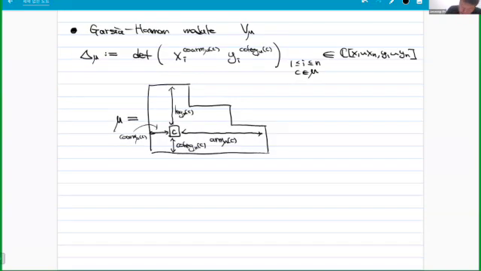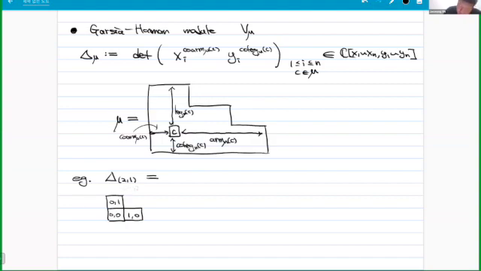For example, delta of (2,1): if you draw the Young diagram of (2,1) and record the coarm and the coleg, it's (0,0) for this cell, (1,0) for this cell, and (0,1) for this cell.